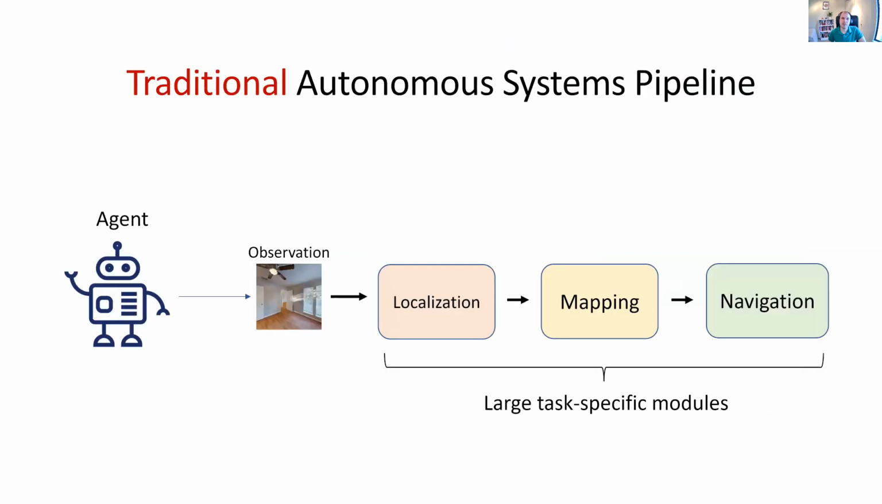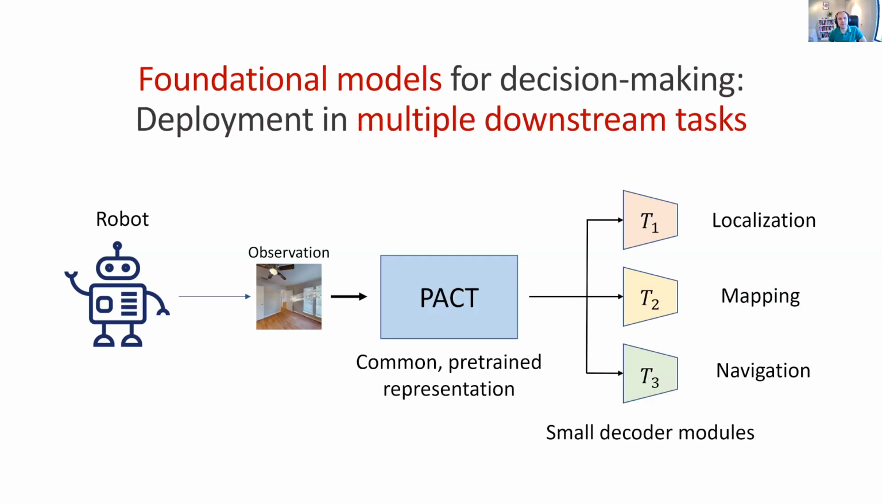So instead of having a traditional autonomous systems pipeline where you have different blocks that are hand designed by an engineer and operating in sequence, the thought was, if we make a foundation model for robotics, we can use this common pre-trained representation and features towards multiple downstream tasks that are supposedly unrelated to each other.